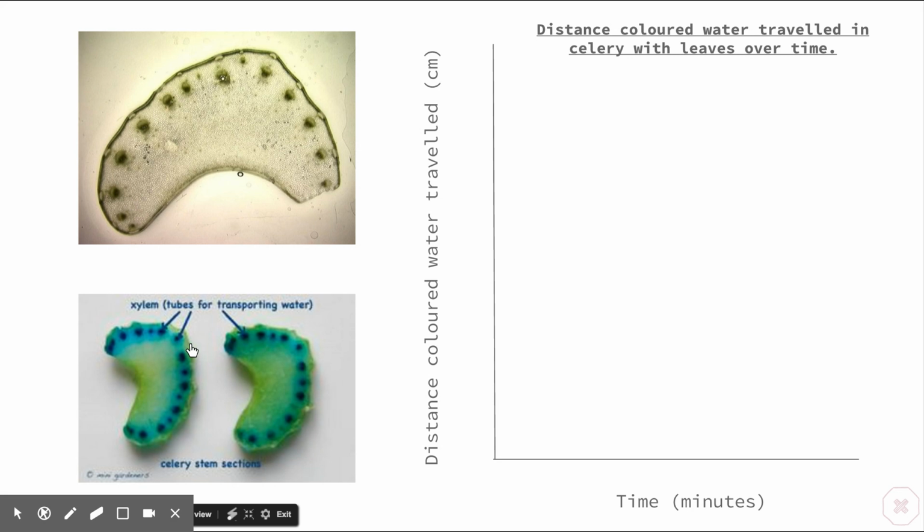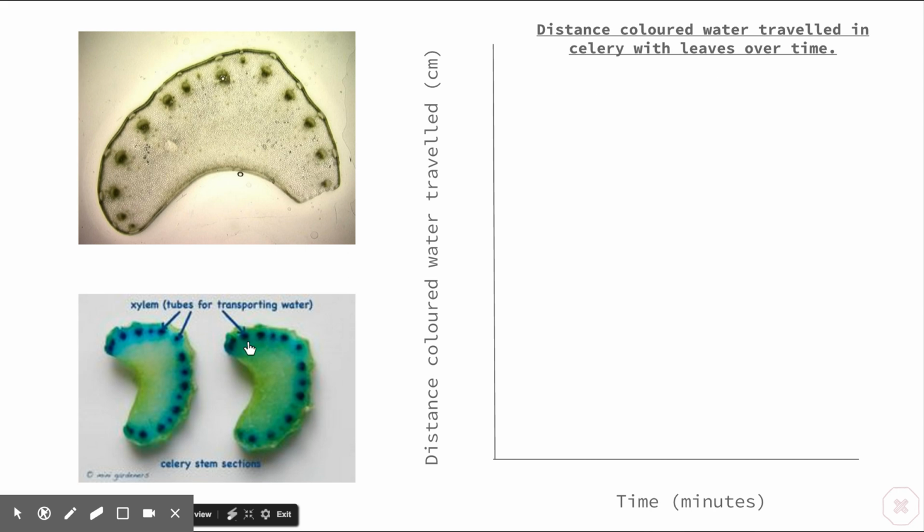You will also see fairly faint lines in the celery as well, which could quite possibly be, or is possibly, the phloem. So the xylem is mostly carrying the water up to the leaves, but we may also have the movement of some of this coloured water back down from the leaves.